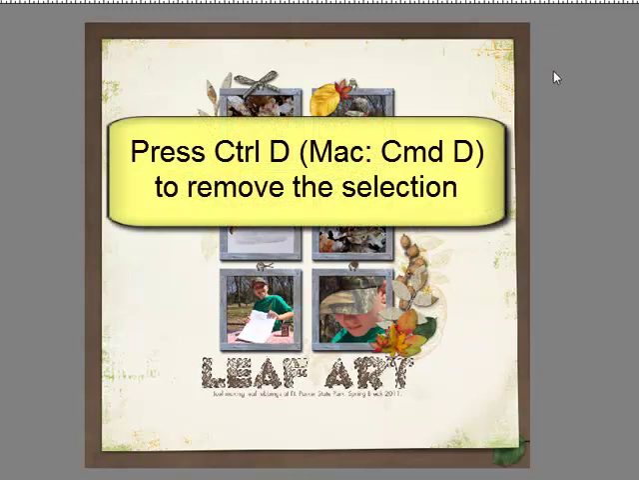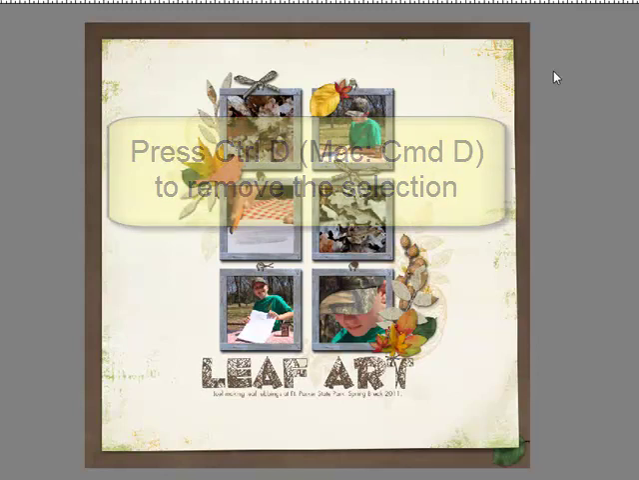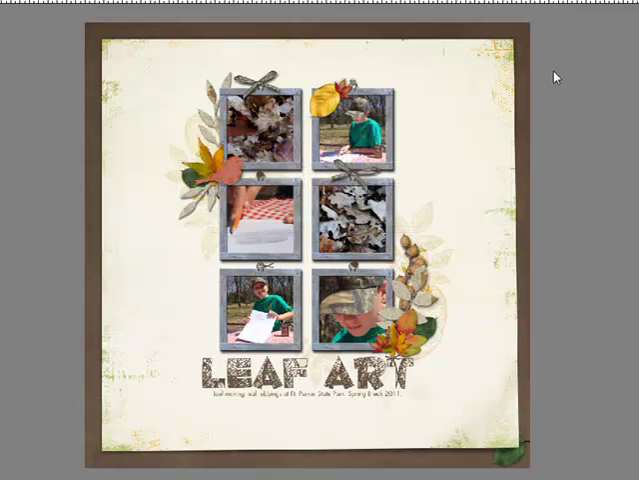Now press Ctrl D, or on a Mac system Command D on your keyboard to remove the selection. Your title will be made of your overlapping brush images with a small outline.